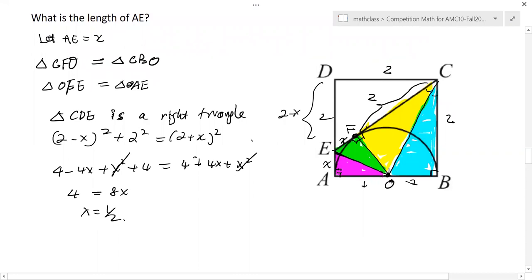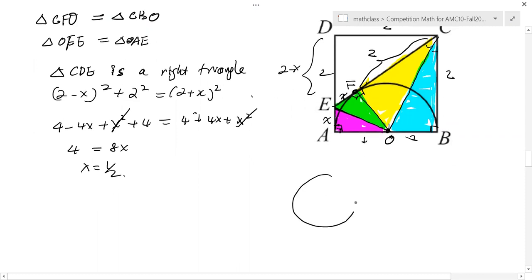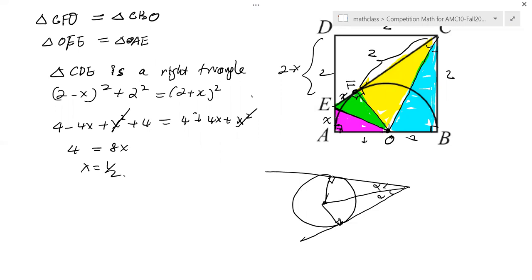Yeah, because this side is also tangent. Remember, if we have a circle, and the two tangent lines, and this is the center, these two angles are always the same. And if you draw the line, then you do get two congruent triangles. Okay, you get two congruent triangles here.